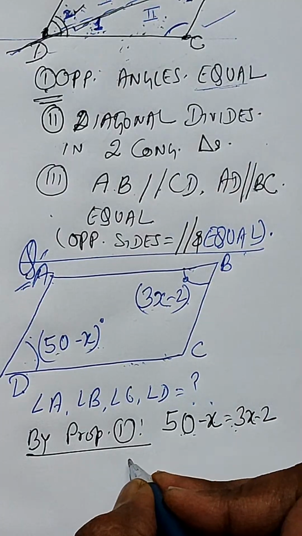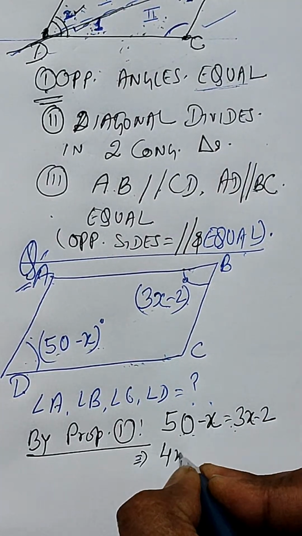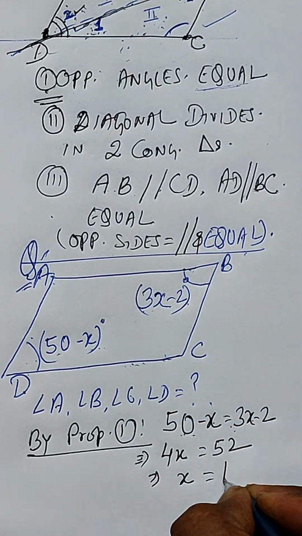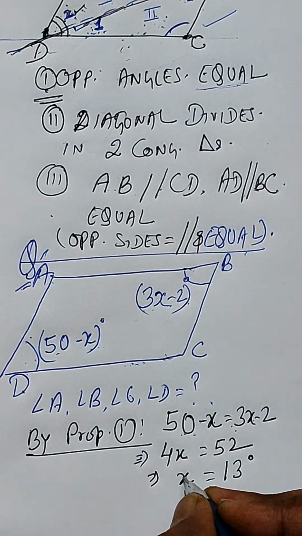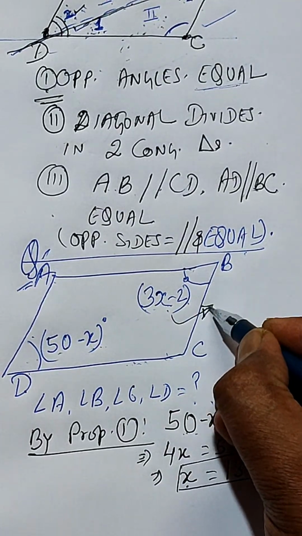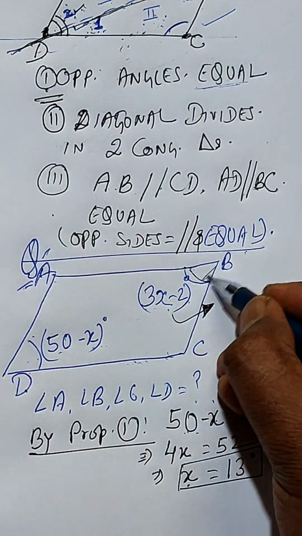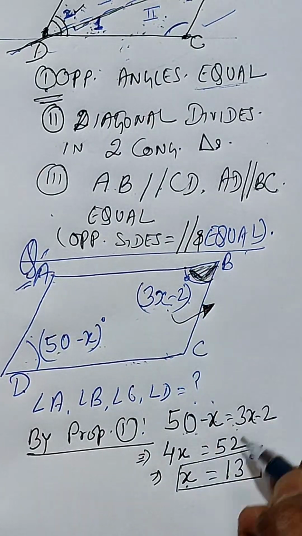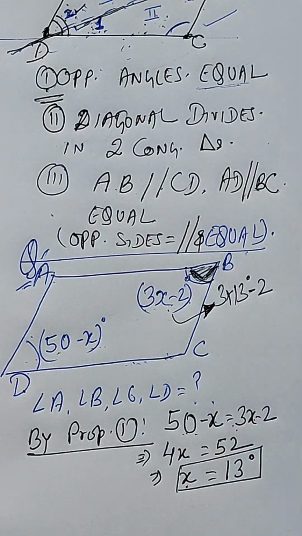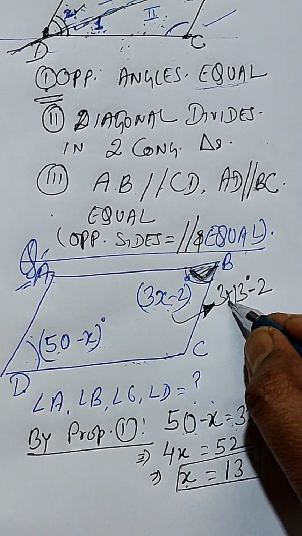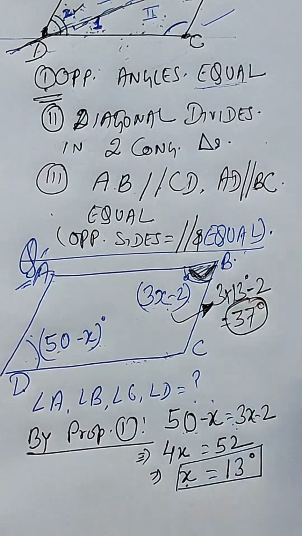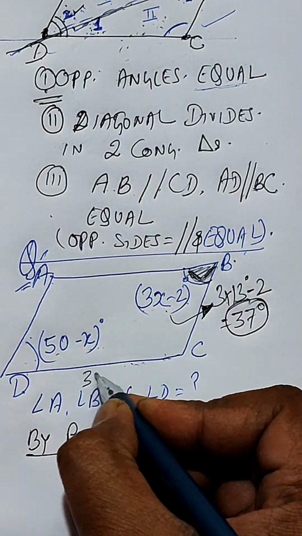So just bring variables one side, then you will get 4x equal to 52, which will give you the value of x as 13 degree, right? So this value 3x minus 2 will be coming as, just put the value of x to get the value of this angle B. 3x minus 2, so 3 times 13 minus 2, so this will be 39 minus 2, that is equal to 37 degree. So 37 degree is the value of angle B. Angle B is calculated as 37 degree.